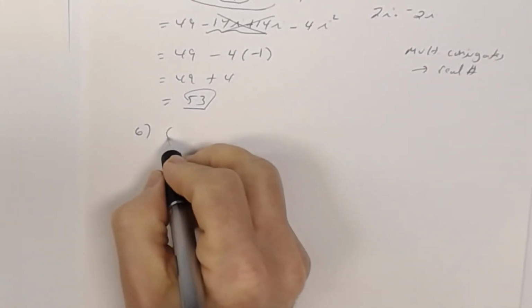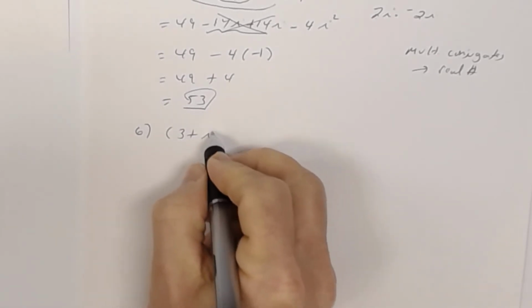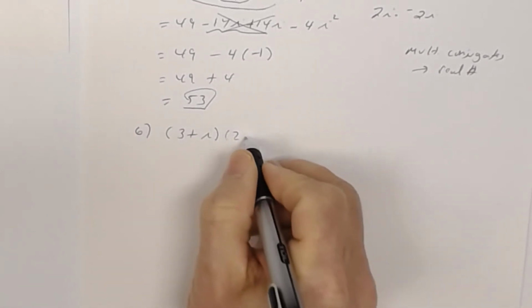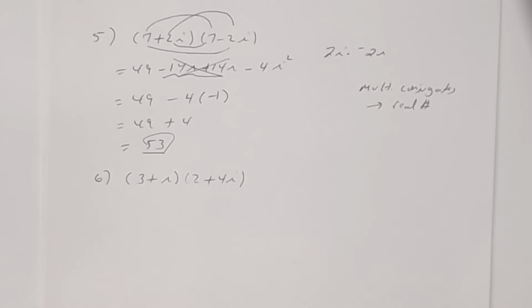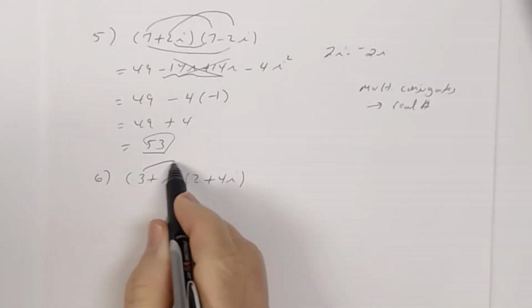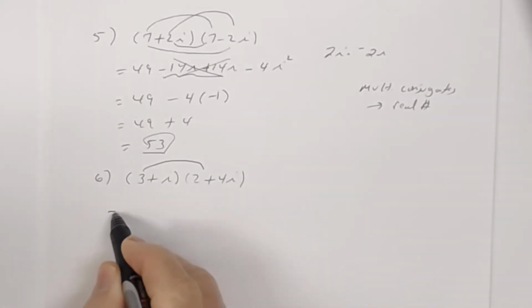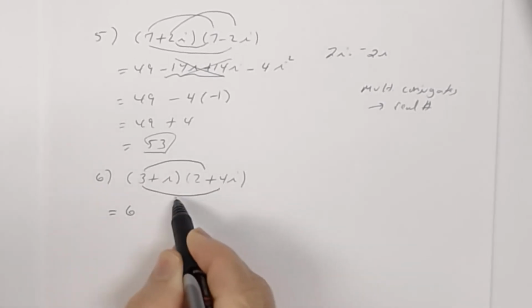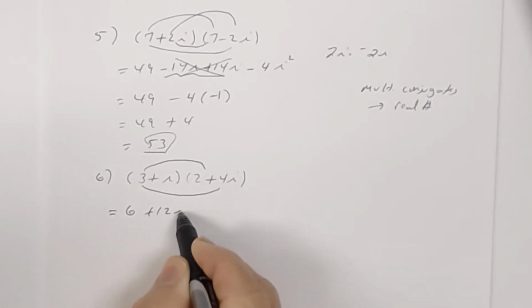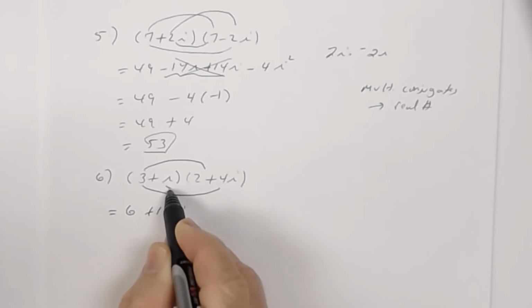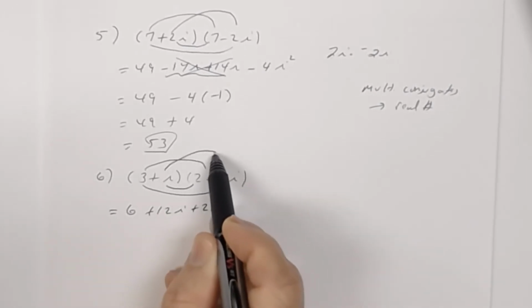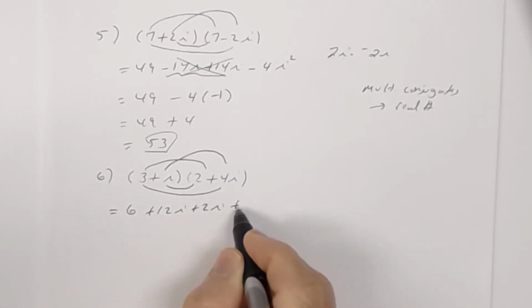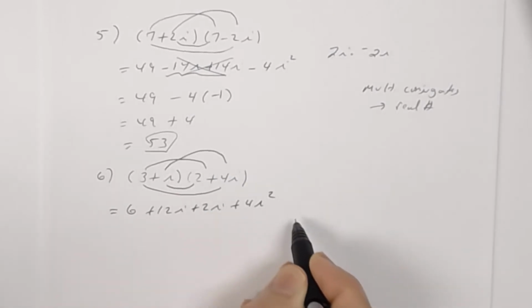Okay, number 6. So number 6, we have this. Again, we're multiplying two complex numbers together. All right, and so you're going to use the FOIL method again. Okay, so I get 3 times 2 is 6. The outer, 3 times 4i is 12i. The inner, a positive i times 2 is a positive 2i. And then the last, a positive i times a positive 4i is a positive 4i squared.